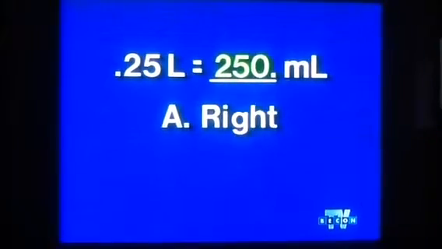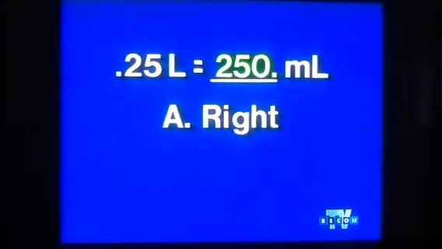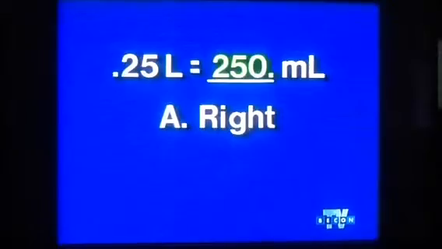If you said A, to the right, you are correct. Once again, we're going from a larger to a smaller unit, so we multiply, and the decimal moves 3 places to the right. I hope you enjoyed answering these questions.